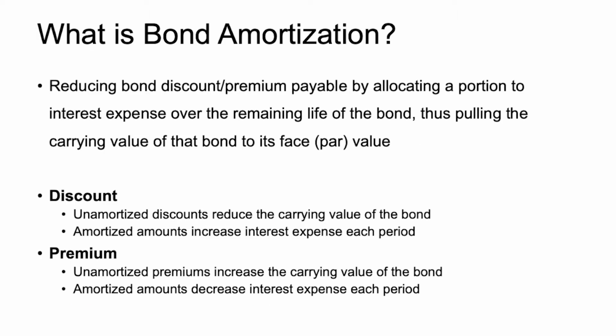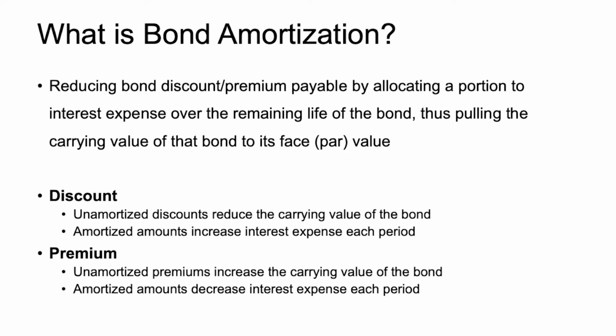So what exactly is bond amortization? Well, when a company issues bonds, very rarely do they issue it at its face value. They either issue it at a discount or a premium. In the case of a discount, they're receiving funds less than the face value, or in cases of a premium, they're actually receiving funds greater than its face value.